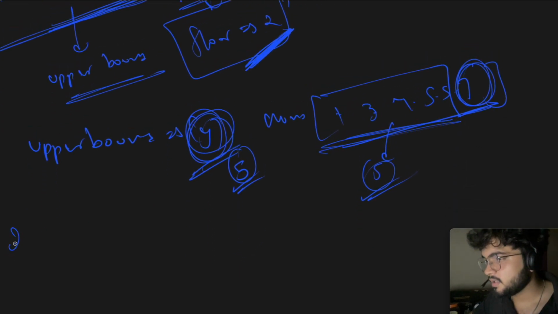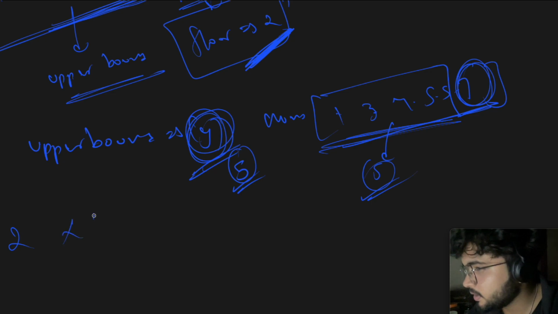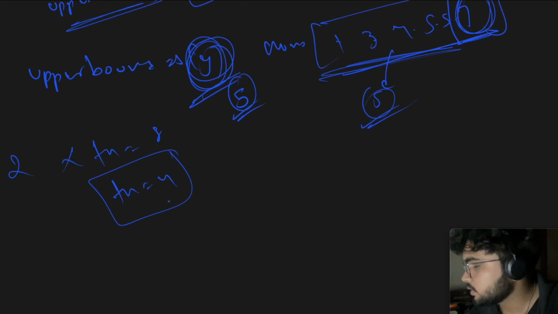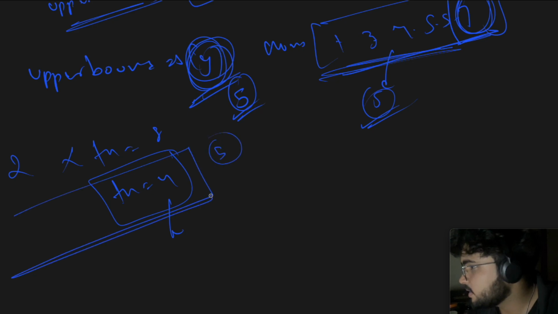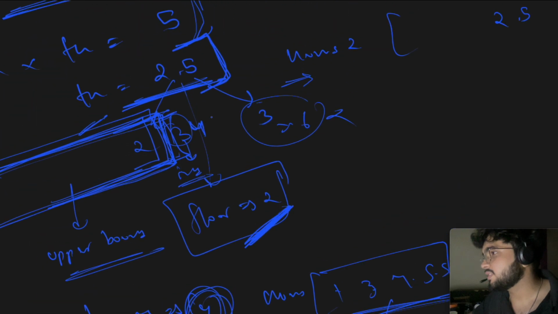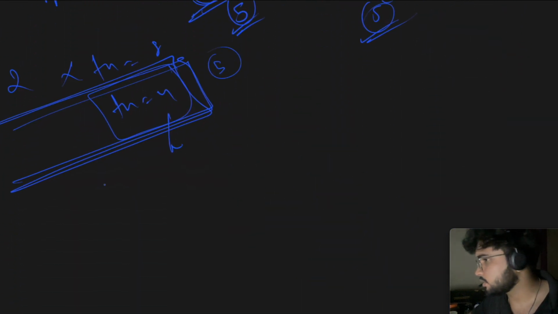Let's say it is something like this, 2 into threshold equals 8. So now threshold is 4. This is not in decimal. So again we can find upper bound. Let's say it is 5, and we'll take all of the elements which are less than 5. I think this makes sense. So this is how we'll be calculating the threshold, right?